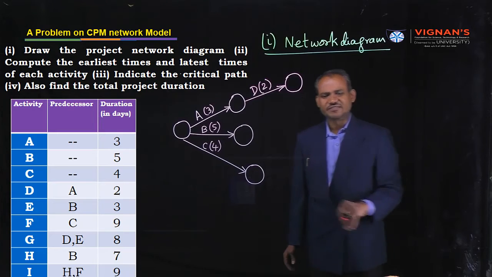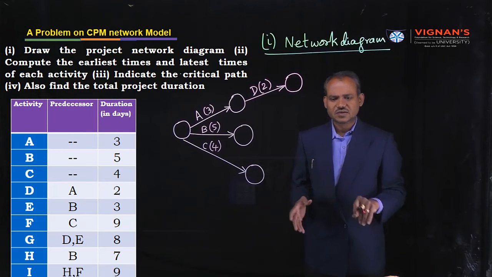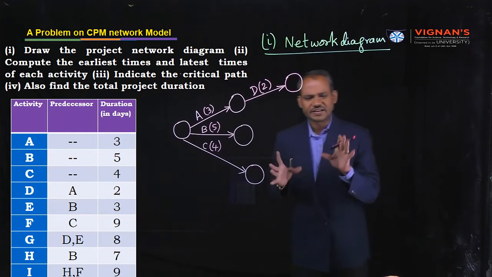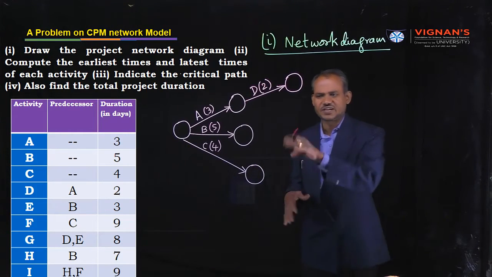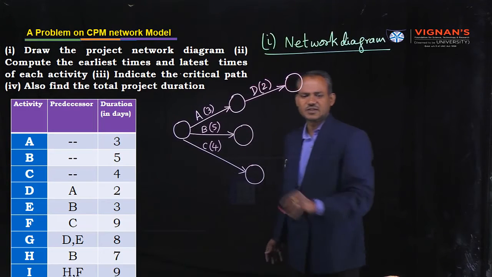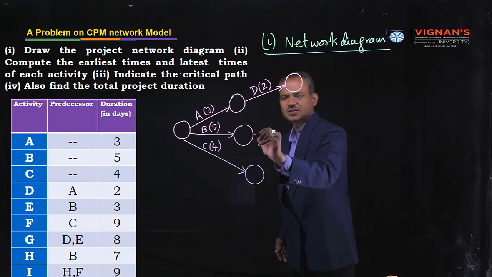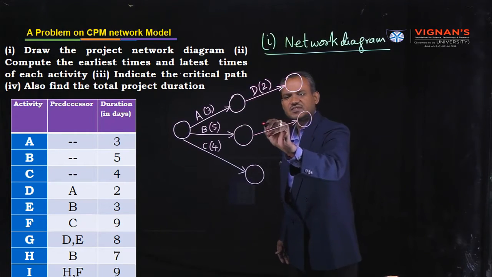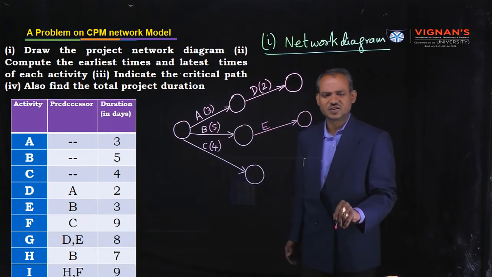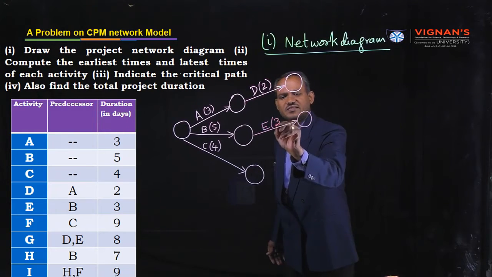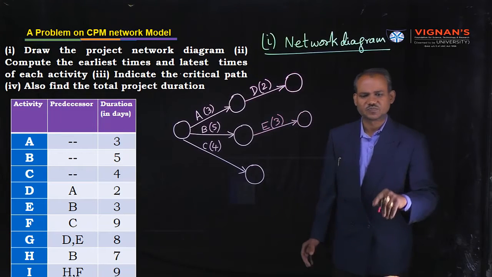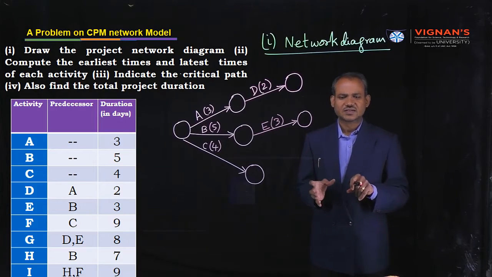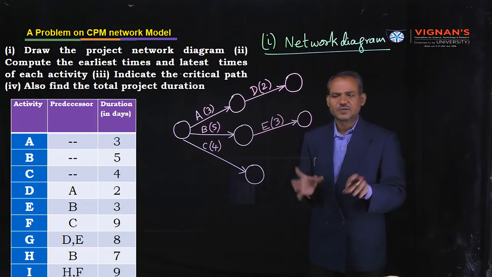We have completed activity D. Next, move to activity E. Activity E can be started after completion of its B activity. Where is B? This is B. Similarly, draw one arrow like this. This is known as E. Its duration is 3 days. Okay. Next, move to the next work activity, that means F.